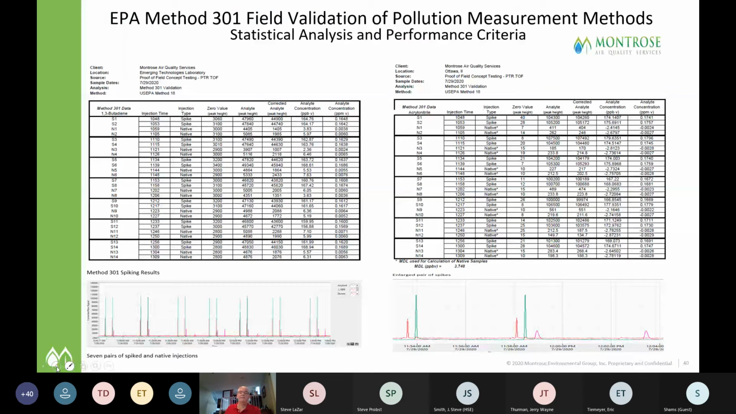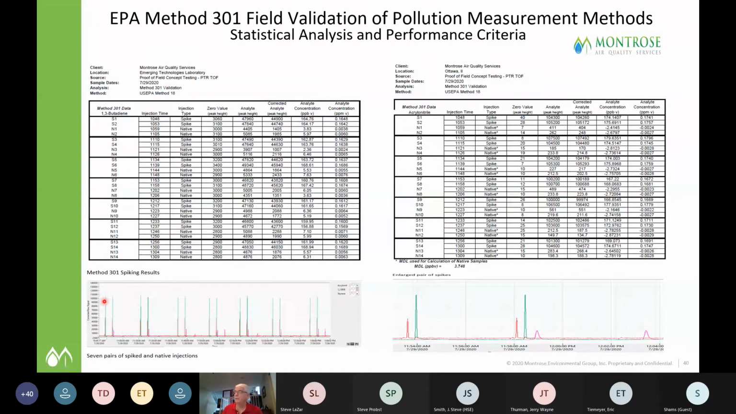And then to finally prove that it's a valid sampling system and sample method, we can do a Method 301 data validation, sampling validation. And that's what this is. It's 12 pairs of spiked and unspiked analysis. So you actually run some calibration gas up while you're sampling the actual stream. And that's what we had here.